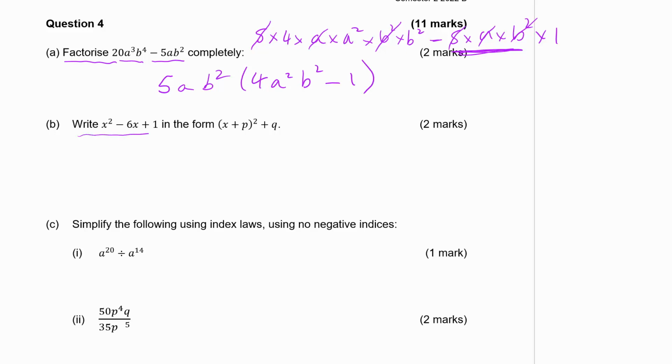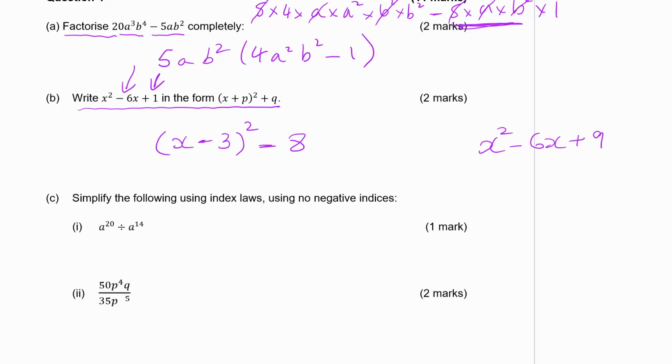Now for this one here, we're writing x squared minus 6x plus 1 in completed square form. Now to do that, you start with a bracket with x, and then you take half of this coefficient, including the sign, so half of negative 6 is negative 3, and you square that. And you think about the fact that if you expand that, you get x squared minus 6x plus 9, but here we only have plus 1. So what we need to do is take away 8.